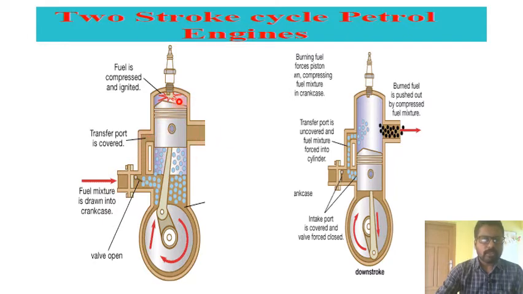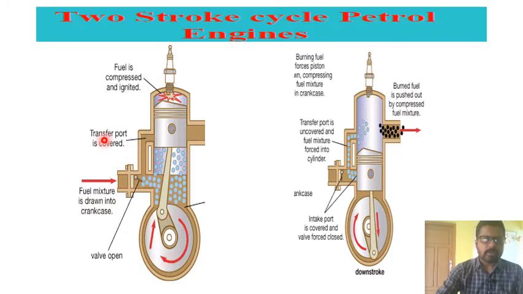From the figure itself we can see that two ports are closed by this piston. ഈ ട്രാൻസ്ഫർ പോർട്ട് ഇപ്പോൾ ക്ലോസ്ഡ് ആണ്, ഇതിൻ്റെ ഉള്ളിലേക്ക് പോവില്ല. അതുപോലെ തന്നെ ഇതിൻ്റെ ഉള്ളിൽ നിന്നും പുറത്തേക്കും പോവില്ല, ബിക്കോസ് ഈ പിസ്റ്റന്റെ പൊസിഷൻ കാരണം ഈ രണ്ട് പോർട്ടും ഇപ്പോൾ അടച്ചിട്ടാണുള്ളത്. പക്ഷേ ഇൻലെറ്റ് പോർട്ട് തുറന്നിട്ടുണ്ട്. ഇൻലെറ്റ് പോർട്ട് വഴി എന്ത് ചെയ്യും, ഫ്യൂവൽ മിക്സ്ചർ ഇസ് ഡ്രോൺ ഇൻ ടു ദ ക്രാങ്കേസ്. ഫ്യൂവൽ എയർ മിക്സ്ചർ ഇതിൻ്റെ ഉള്ളിലേക്ക് കയറും.